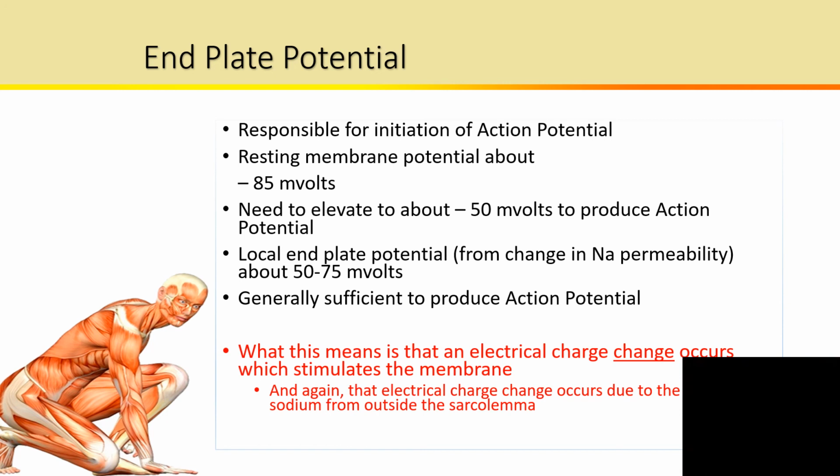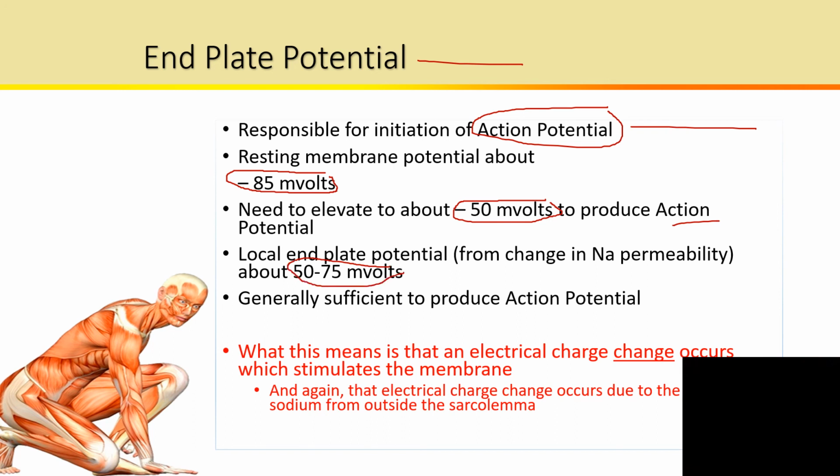So the end plate potential is responsible for that action potential. If that end plate potential gets to a certain level, it creates an action potential, and that's the electrical stimulus that goes across the whole muscle. Now, these are some numbers, and I'm not going to hold you to them too much, but the resting membrane potential is about negative 85 millivolts. We need to raise that to about negative 50 millivolts by the sodium rushing in to produce an action potential. And that local end plate potential is between about negative 50 to about negative 7 millivolts. If I get above this negative 50 millivolts, that's generally sufficient to produce an action potential.